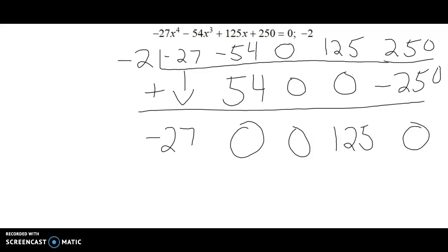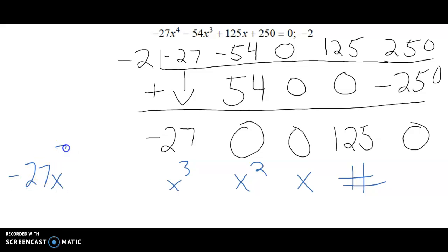Okay. So I started with x to the 4th. So this must be x to the 3rd. This will be x squared, this will be x, and then it'll be the number. So my equation will be negative 27 x to the third plus 125 equals 0. Great. Okay, one more.